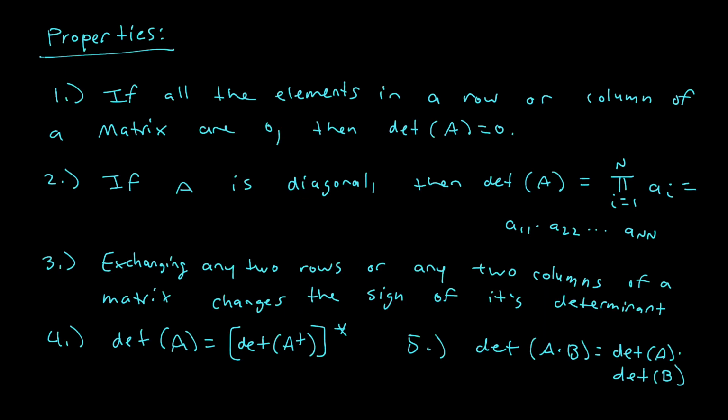A few special properties of determinants are that if all the elements in a row or column of a matrix are 0, then the determinant of A is 0. If A is diagonal, then the determinant is just the product of all its diagonal entries. If you exchange any two rows or any two columns of a matrix, it flips the sign of its determinant. The determinant of a matrix is equal to the complex conjugate of the determinant of its adjoint. And the determinant of the product of two matrices is the determinant of the first matrix times the determinant of the second matrix.